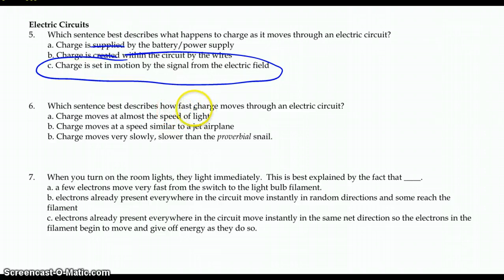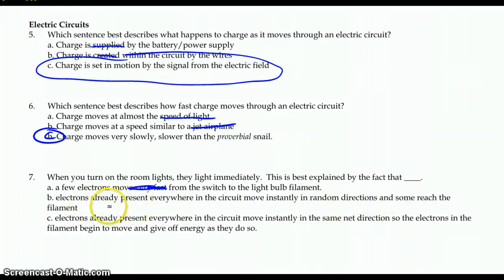How fast the charge moves. The charge does not move anywhere near the speed of light. It doesn't even move close to an airplane. It moves, and this is supposed to be C, it moves very, very slow. Slower than you could watch a snail move itself across the ground. And then 7, when you turn on the room lights, they light immediately. This is best explained by the fact none of the electrons are moving very fast. Okay.